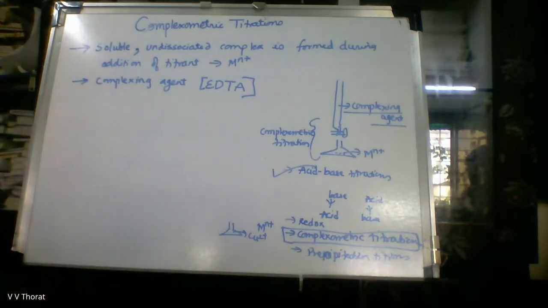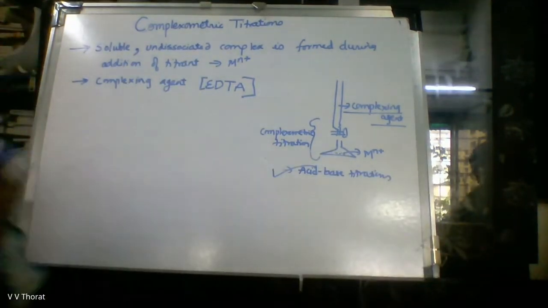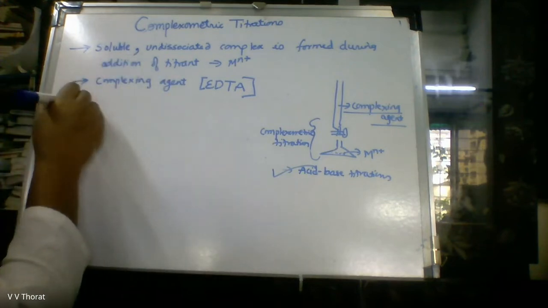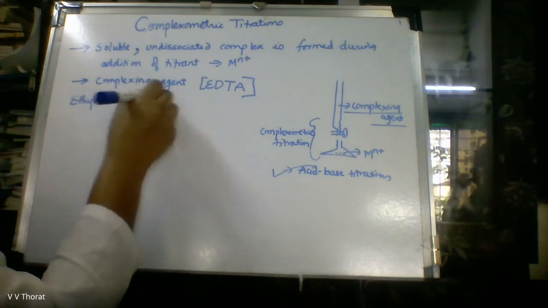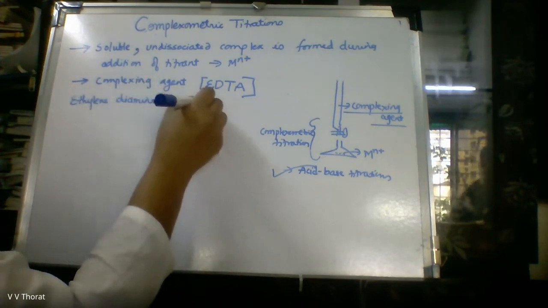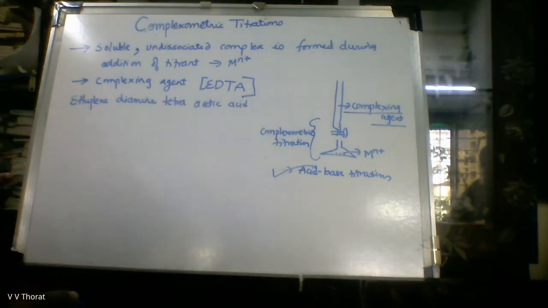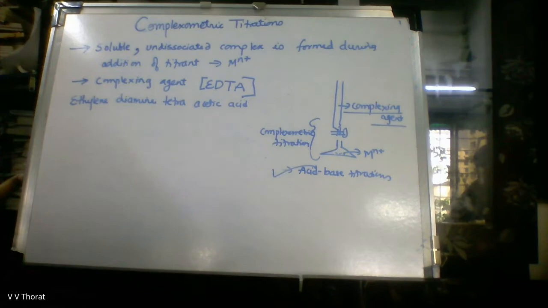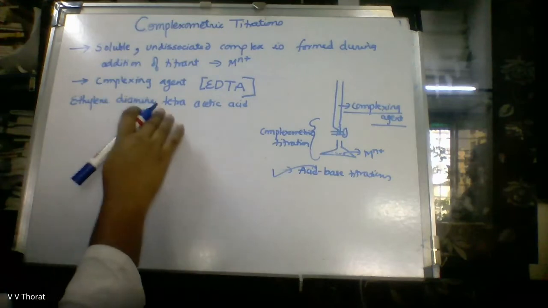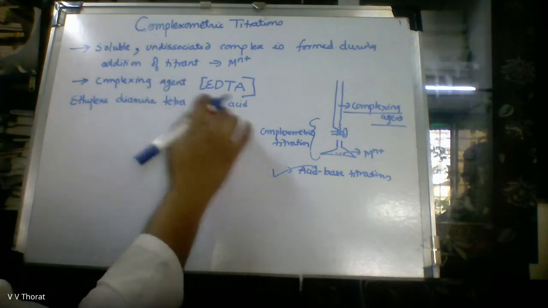So now let's see what is EDTA. EDTA is the most commonly used complexing agent. What is EDTA? The full form is ethylene diamine tetraacetic acid. I hope my voice is clear. Yes or no? Yes, ma'am. So the full form of EDTA is ethylene diamine tetraacetic acid.